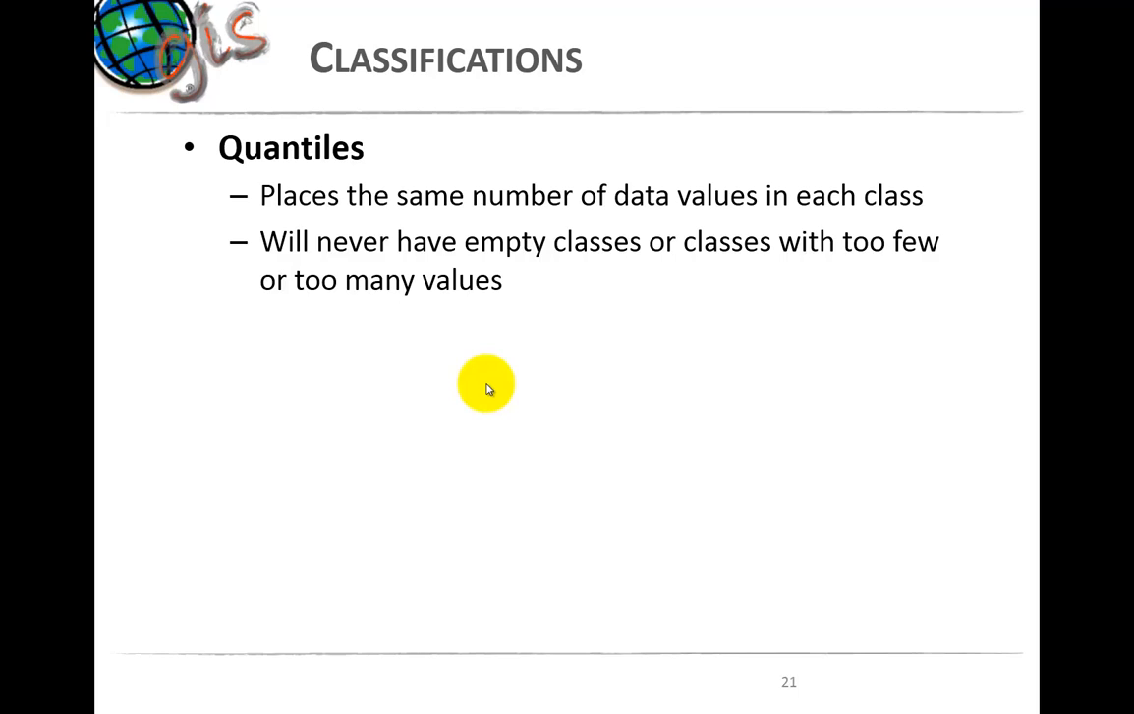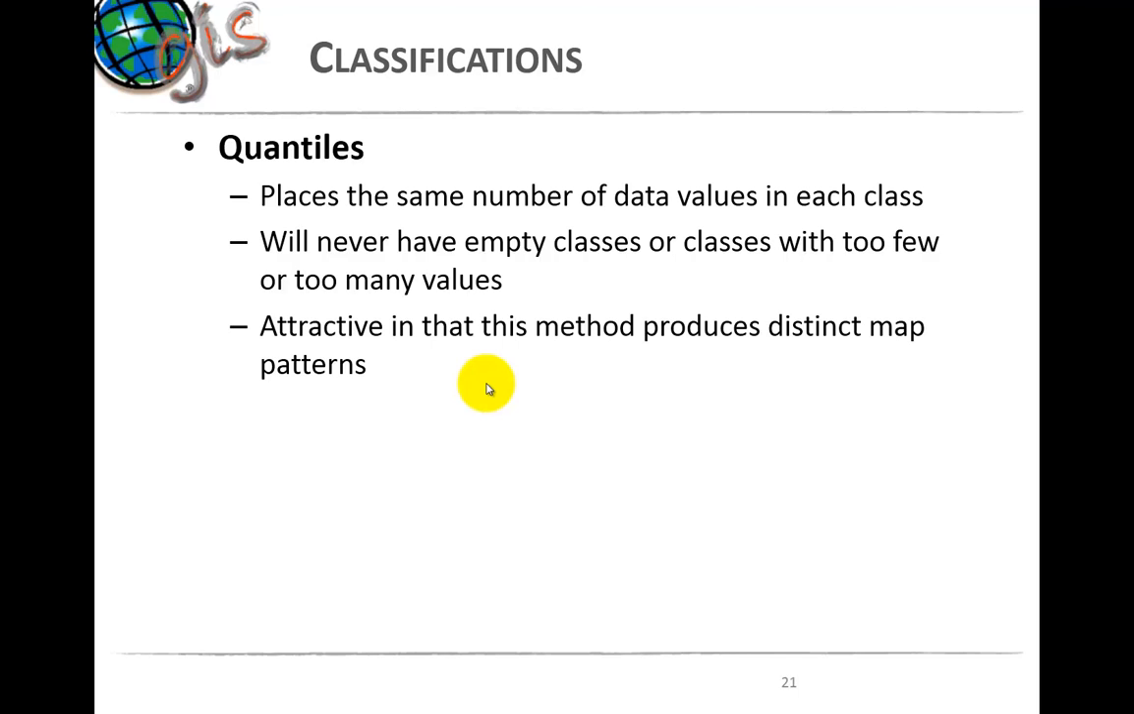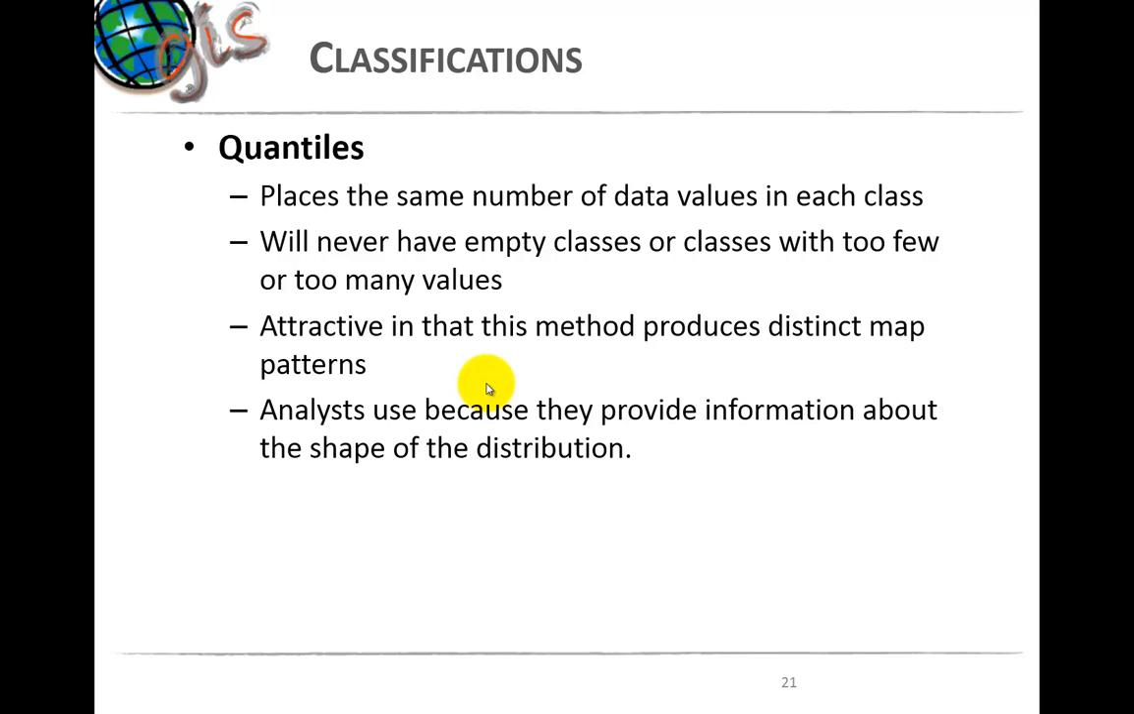Again, there is the quantiles classification, which places the same number of data values in each class. Which means if you have 8 values and you are going with 4 classes, each class will get two values. So it will never have empty classes, or classes with too few or too many values. This is an attractive method because it produces a very distinct map, and analysts use it to provide information about the shape of the distribution.